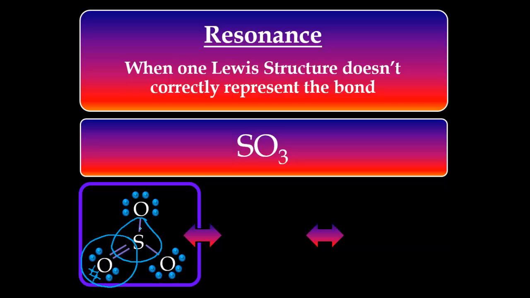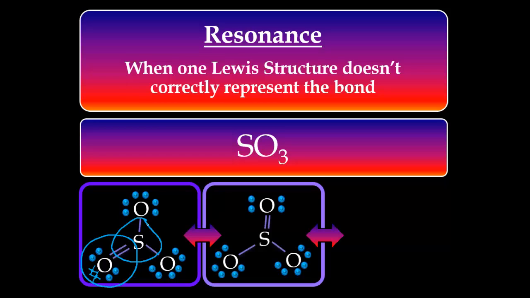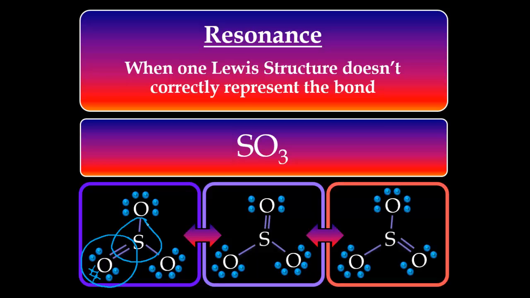Well, now all of these bonds are S and O bonds. So how do we know which one to steal from? Well, we don't. We can pick one. And because we can pick one, that's why one Lewis structure wouldn't correctly represent it. So we could have had the double bond at the top, or we could have had the double bond to the other side. So if we were to draw a Lewis structure for SO3, we would need to show that it has this resonance, and we would have to actually draw the 3 structures.